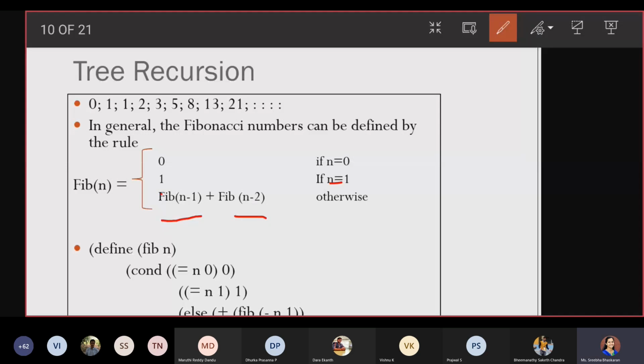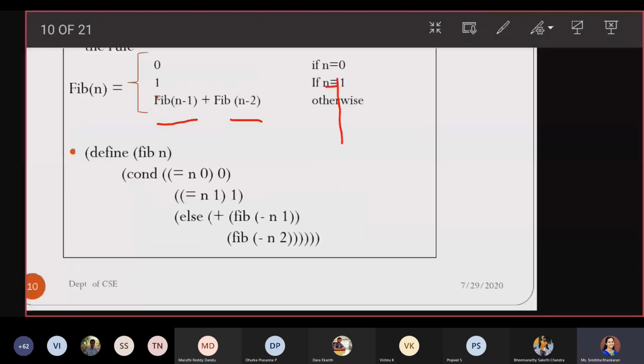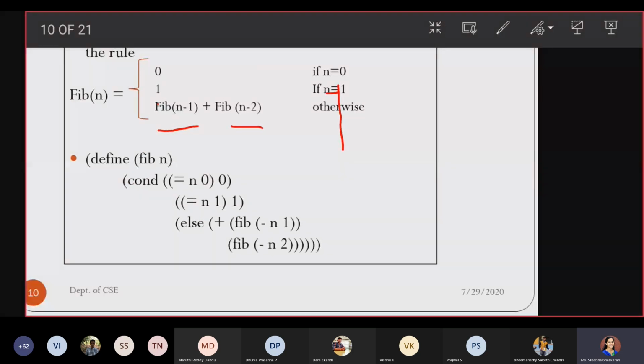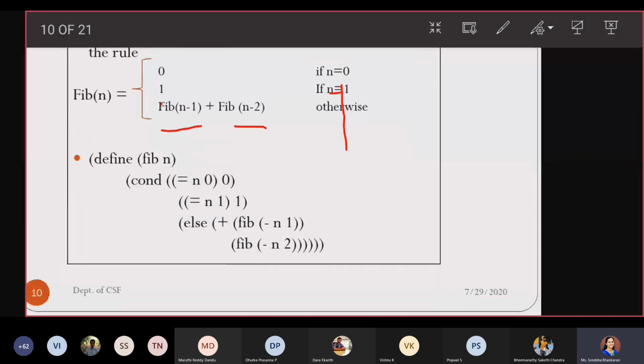Keeping this in mind, how do we write the procedure? I have already mentioned the procedure here. Define fib of n. We have only one single argument, which is n. And how many conditions do we have here? We have 3 conditions. We can't go with the if statement, because it gives us only a true or false part. So what do we have to use? We have to go with cond.